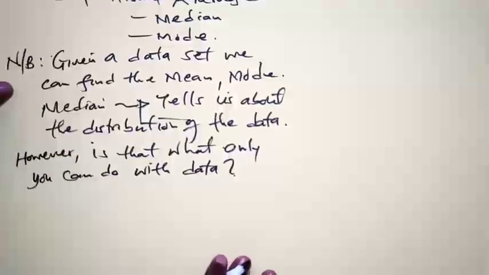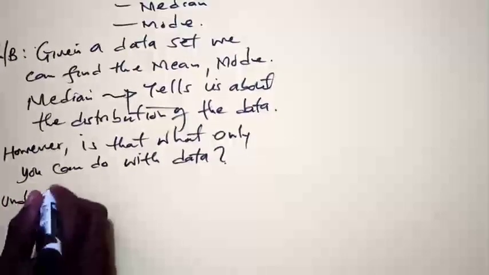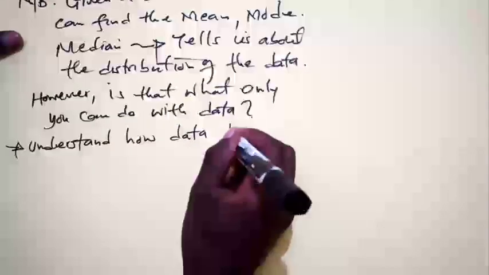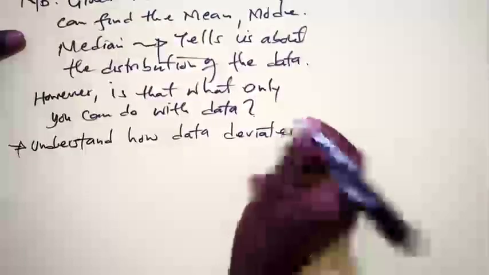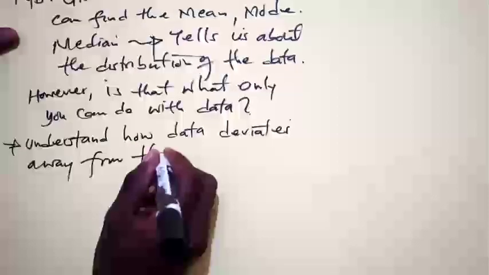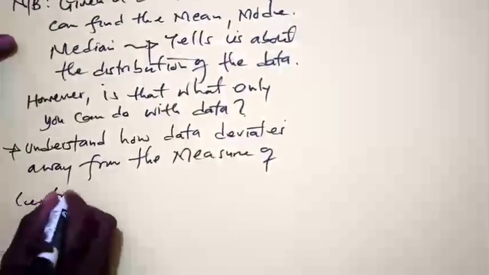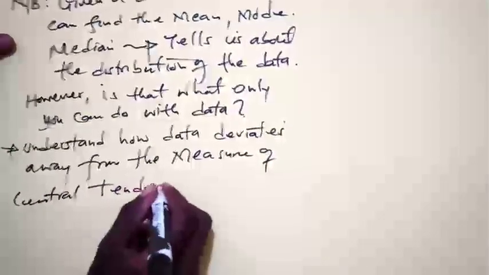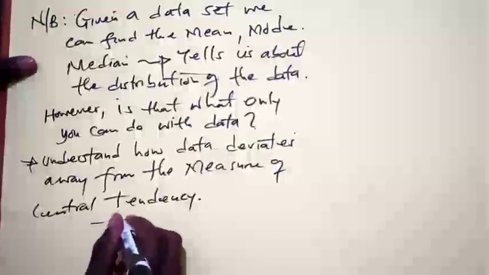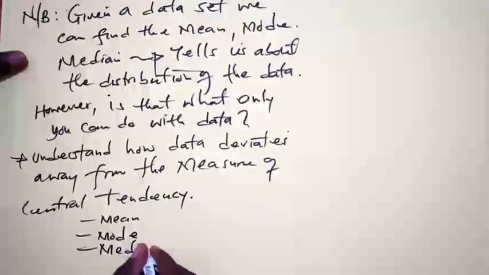So when we talk about the measure of dispersion, we try to understand how data deviates away from the measure of central tendency. So our main key, we understand how data deviates away from the mean, it deviates away from the mode, it deviates away from the median.